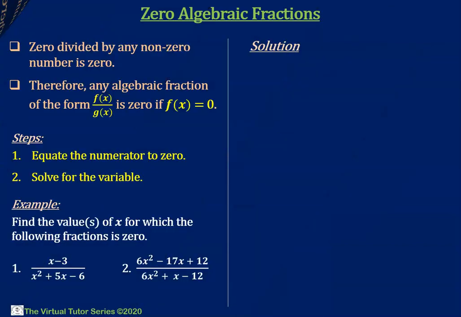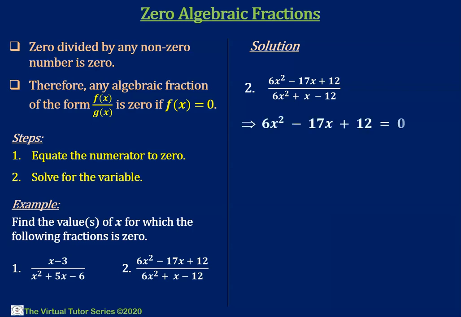Example 2. 6x squared minus 17x plus 12 all over 6x squared plus x minus 12. Again, let's equate the numerator to 0. So we have 6x squared minus 17x plus 12 is equal to 0.